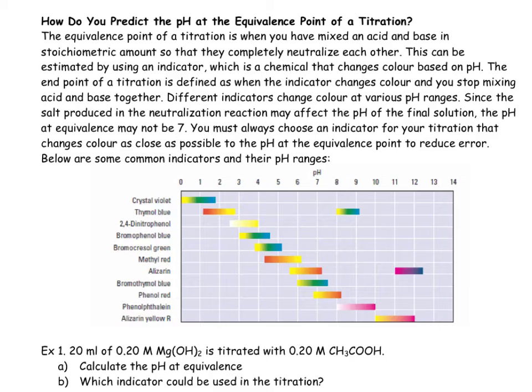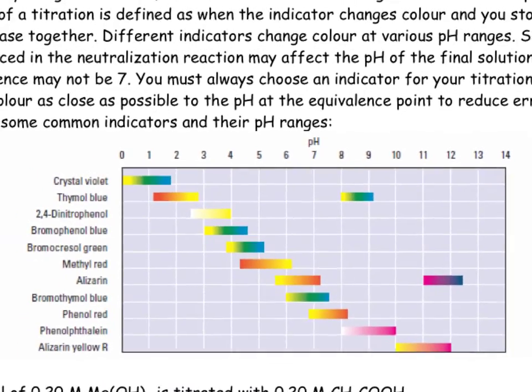Since the salt produced in a neutralization reaction may affect the pH of the final solution, the pH at equivalence may not always be 7. You must always choose an indicator for your titration that changes color as close as possible to the pH at the equivalence point in order to have an accurate titration. Below are some common indicators and the pH ranges that they change.